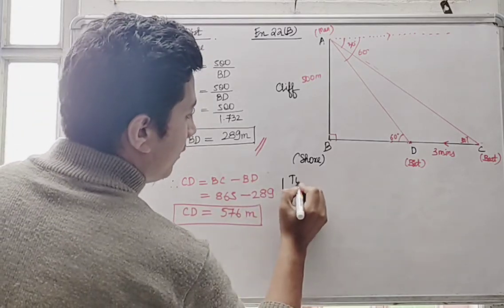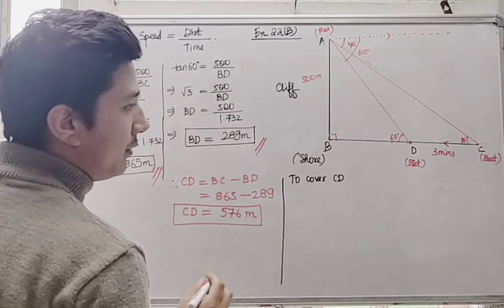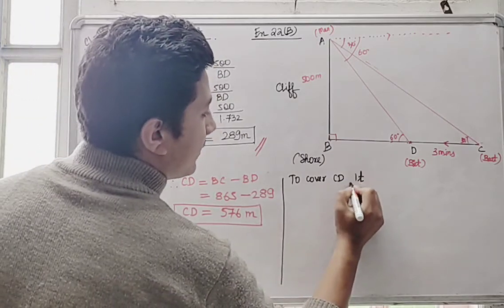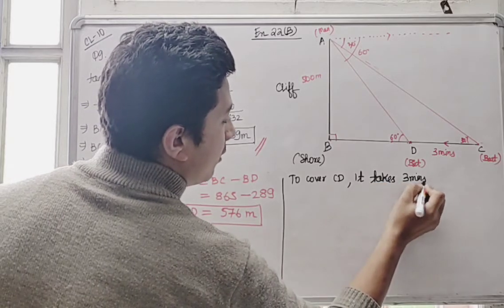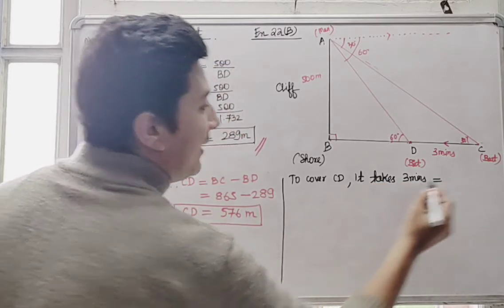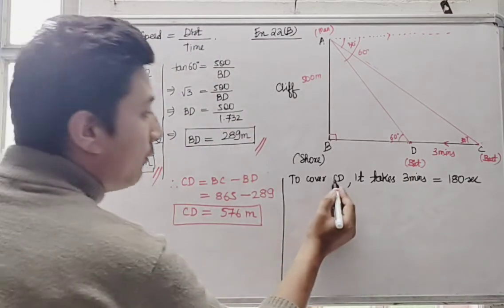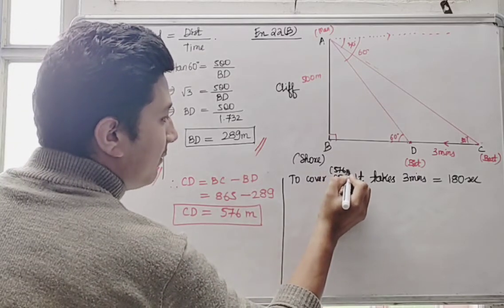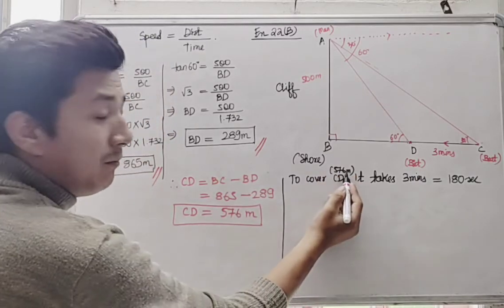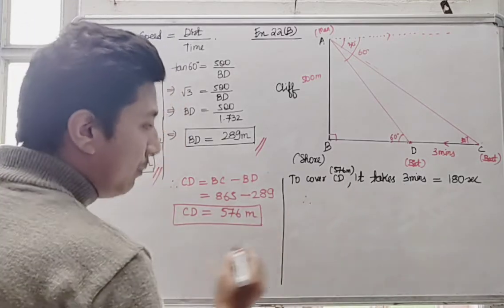To cover CD, it takes 3 minutes, which means 180 seconds. Now to cover CD means to cover this much distance, 576 meters. To cover 576 meters, it takes 180 seconds. Then therefore, can I find the speed of the boat?